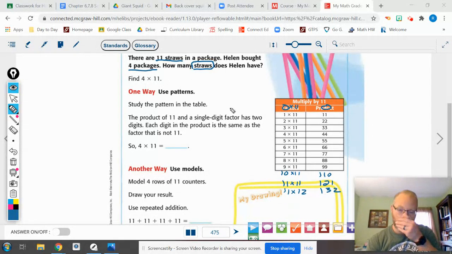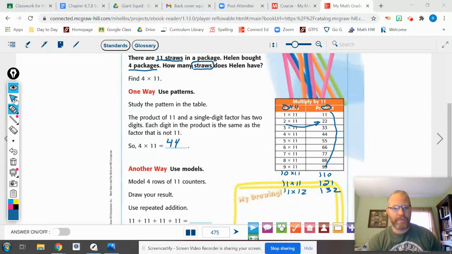Study the pattern in the table. We look at the table and we see that all of the 11s have the factor in the product, and it's just doubled. So the product of 11 and a single digit factor has 2 digits. Each digit in the product is the same as the factor that is not 11. So 2 times 11, 2 comes over here and it is there twice. So 4 times 11, we have 4 twice. I'm sure that you guys understand that already, so I'm not going to dig in any further, but there you go. 4 times 11 is 44.